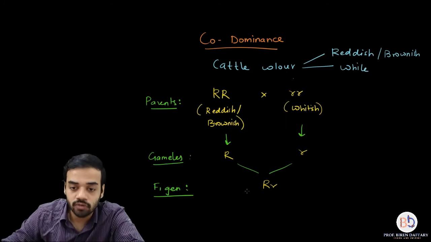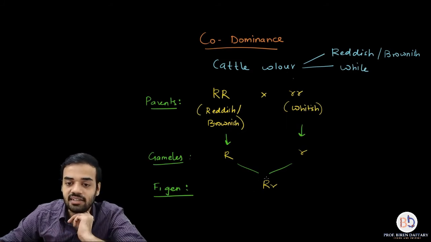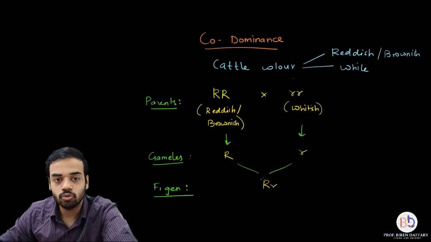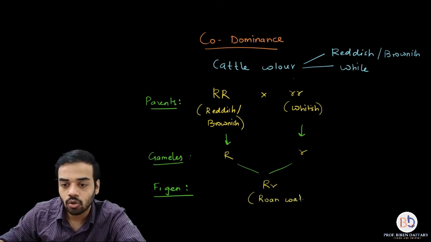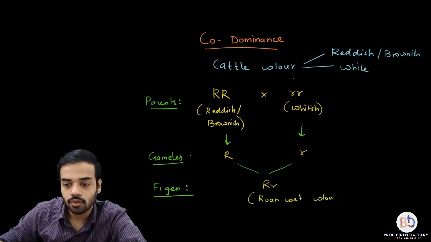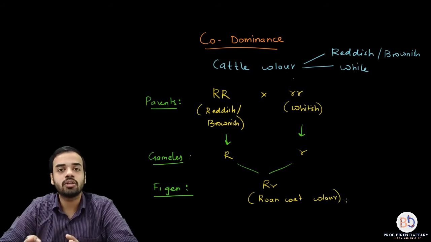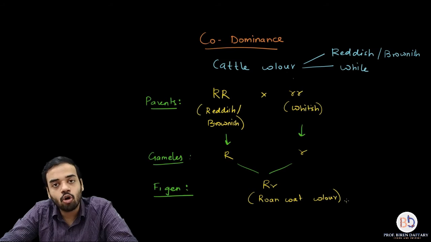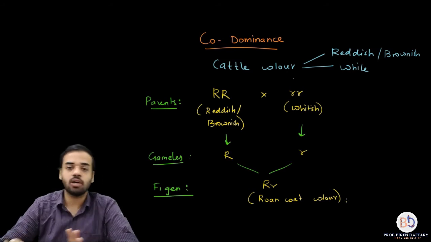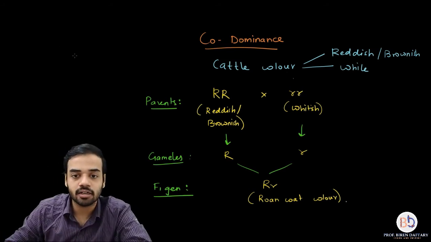So the color over here that you get, that color is called, I'm going to write it down in the bracket, Rouen coat color. Okay, now what is Rouen coat color? So Rouen coat color is a coat color having white areas and also reddish brown areas. Okay, so I will show you this with a diagram.